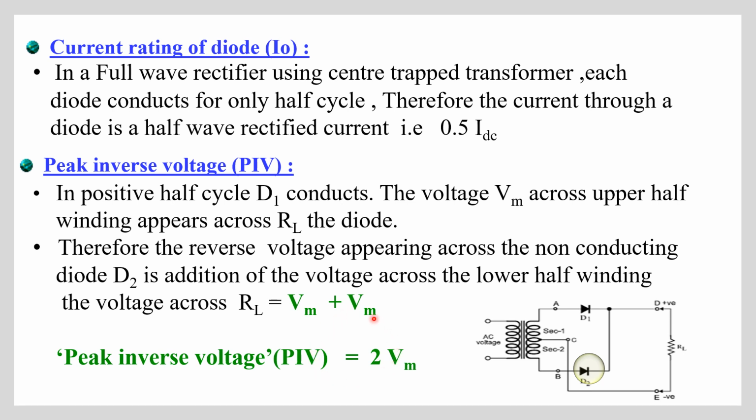So let's say if we are applying an input signal which has a peak voltage of 10 volt, then the peak inverse voltage rating of the diode should be more than 20 volt, that is 2 into 10, 20 volt. So the PIV rating of the diode should be more than 20 volts. So the PIV should always be greater than twice the Vm in case of the full wave rectifier.